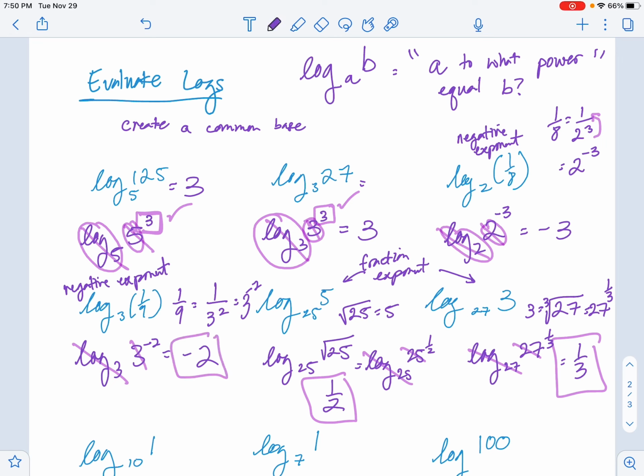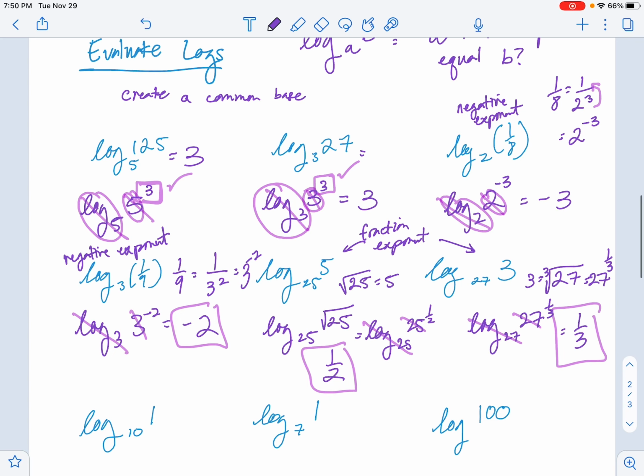Okay. So 2 new things to remember. Negative exponents should be used when you have a fraction, and when you have fraction exponents, that's when you have roots, like square roots or cube roots, any root. Okay.